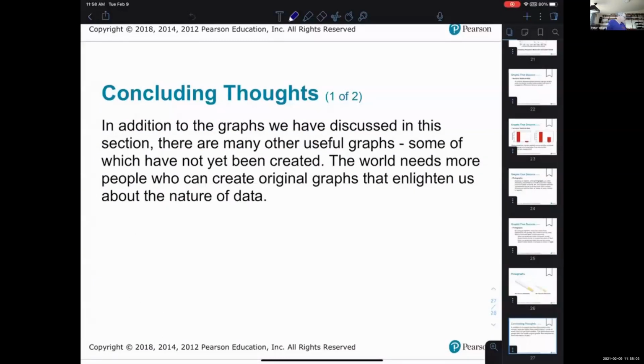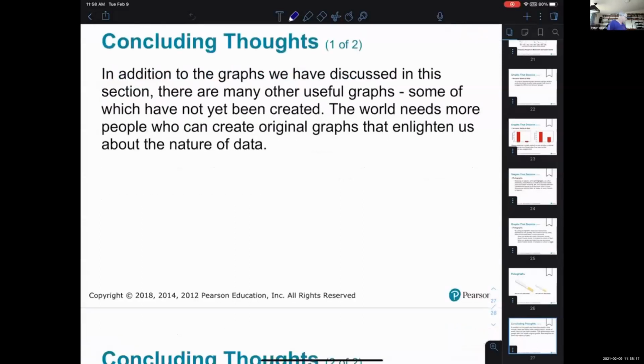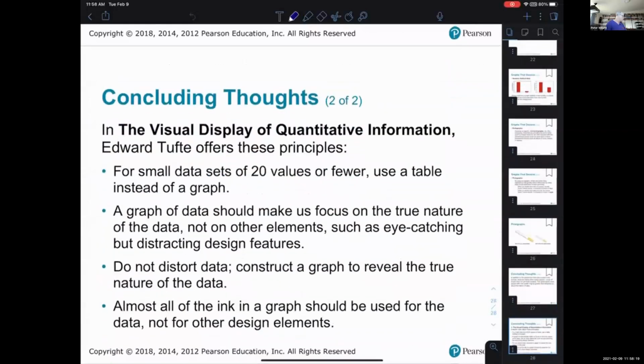And then we can finish with some concluding thoughts. In addition to the graphs we've discussed in this section, there are many other useful graphs, some of which have not been created. The world needs more people who can create original graphs that enlighten us about the nature of data as opposed to deceive. Because all of this graph stuff is about visual stuff, even though I've gone through briefly every slide, I recommend people go to the book, because the book itself will have many more examples, many more pictures that they can show you.